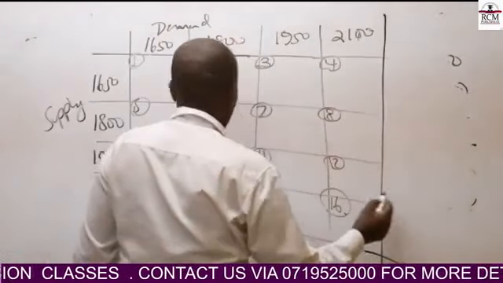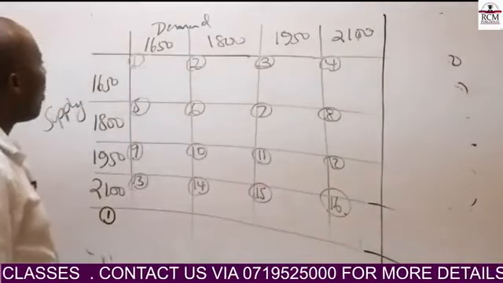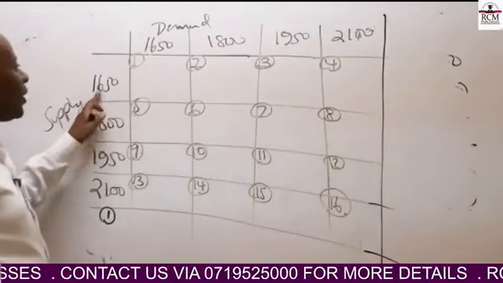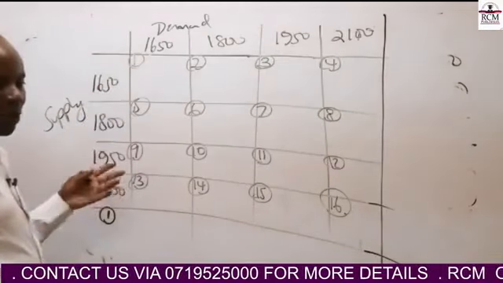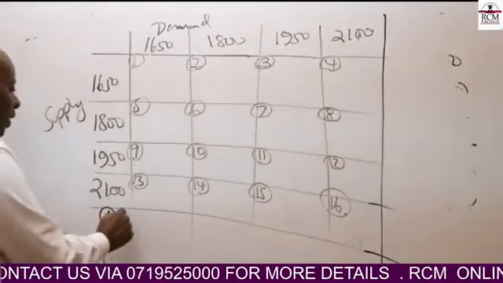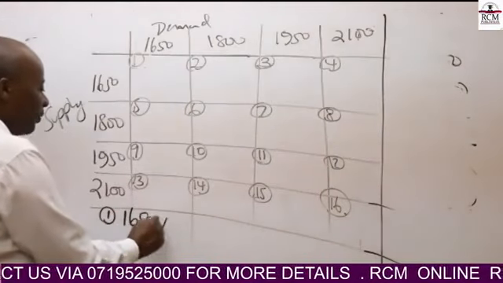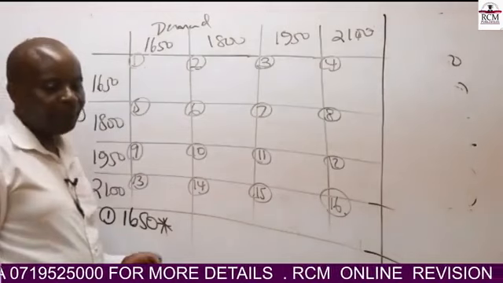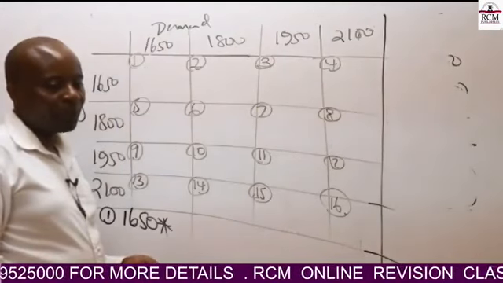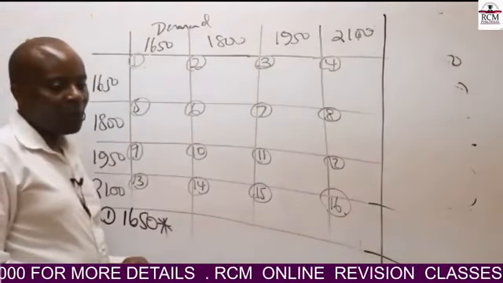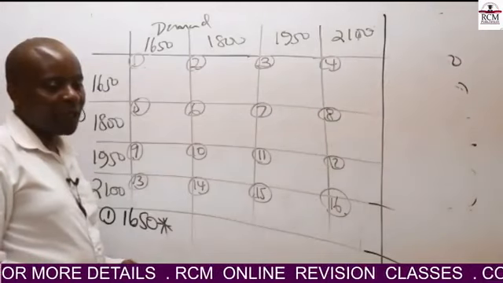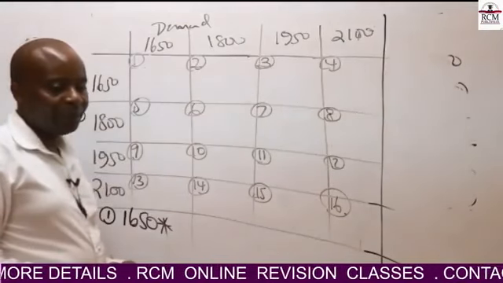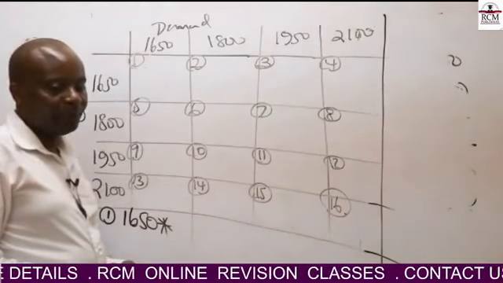Okay, so cell number 1. Supply is 1650 and demand is 1650, so I'm going to sell 1650. Do we have the selling price? What is the selling price per bracelet? 210.